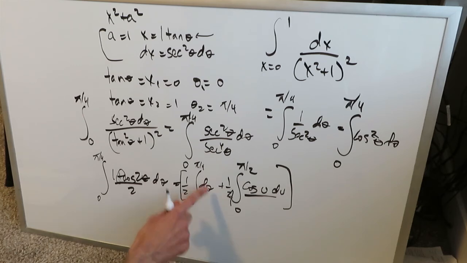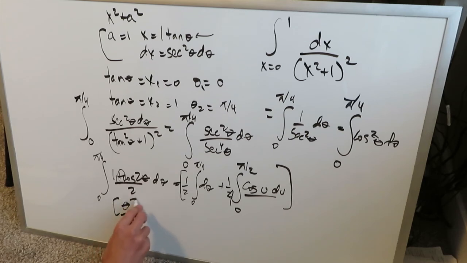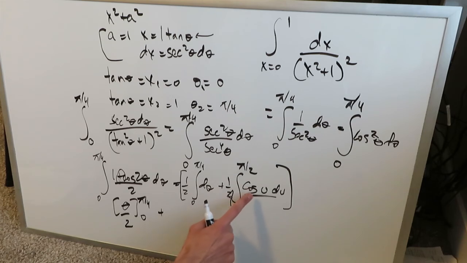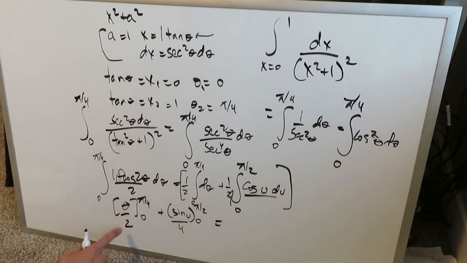The integral of 1 over 2 d theta is just theta over 2, theta over 2 over the pi over 4 and 0 interval. This one right over here, the integral of cosine u, will be sine u over 4 over the pi over 2 and 0 interval. You're basically doing pi over 4 divided by 2 minus 0 divided by 2, which from that first part you will just get pi over 8. Why am I getting pi over 8? Because pi over 4 divided by 2 is pi over 8. All of this will yield pi over 8 because 0 over 2 is meaningless.